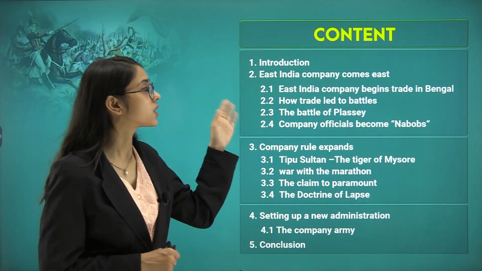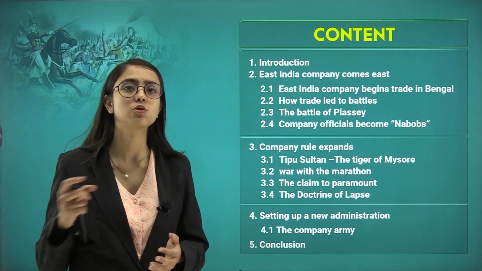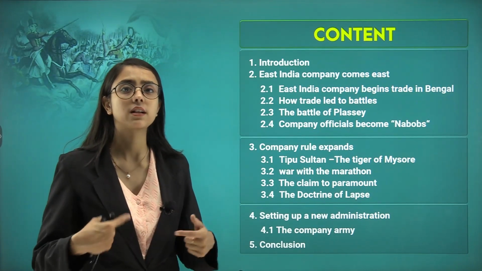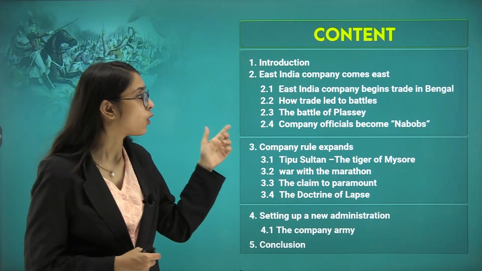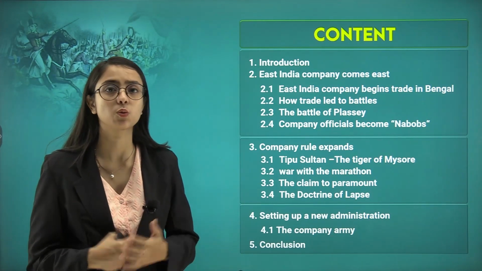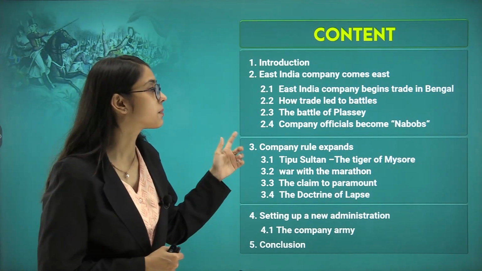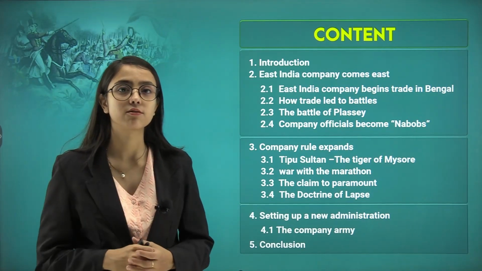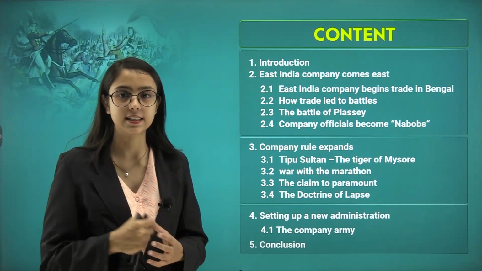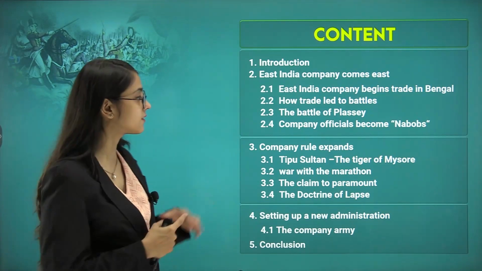Then we will see how trade led to battles. As soon as the East India Company came to India, there were a lot of battles involving trade. What were those? Then we will see the Battle of Plassey, what it was and when it took place. Then we will see how company officials became nabobs. We will see what nabobs are, where this term came from, and who were referred to as nabobs.